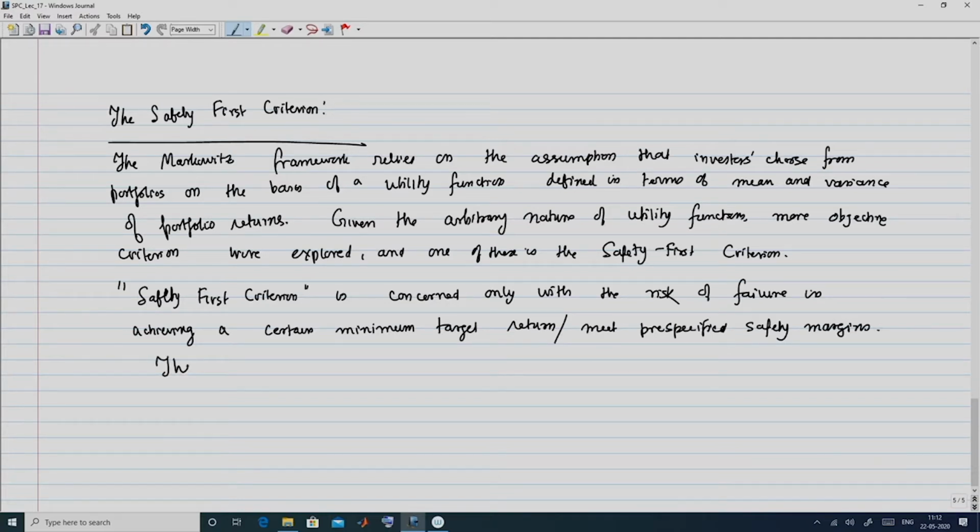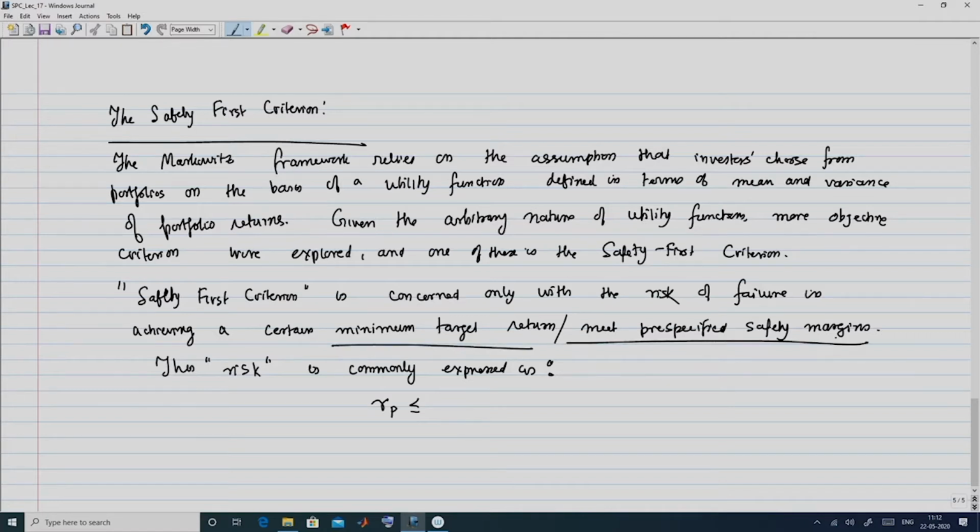So, this risk, so please understand I am not talking about the criteria here, but I am identifying the risk. This risk is commonly expressed as the following: if you have the portfolio return given by RP and you are worried that this will be less than or equal to some minimum target or pre-specified return that you want, which is RL. So, you want to check what is going to be the probability of RP being less than or equal to RL, and this risk is commonly expressed as that this probability must be less than or equal to alpha.